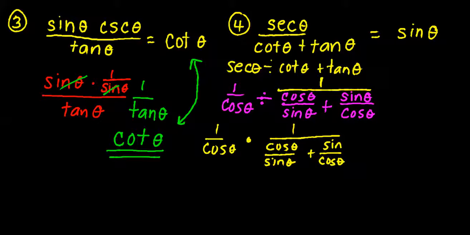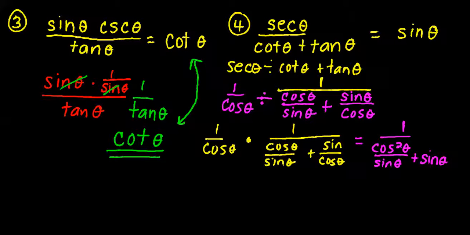And what happens is I'm going to multiply straight across, like you normally do with a fraction: numerator times numerator, denominator times denominator. Of course, I'm going to end up with a 1 on top, 1 times 1. But on the bottom, I'm going to end up with cosine times cosine over sine. Well, that's cosine squared over sine. And then when I do cosine times sine over cosine, I'm going to get just sine, because the 2 cosines will cancel out.